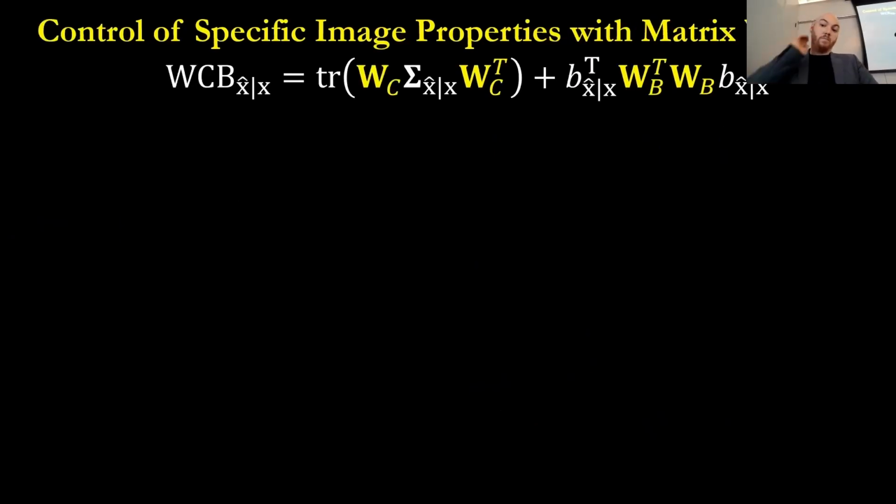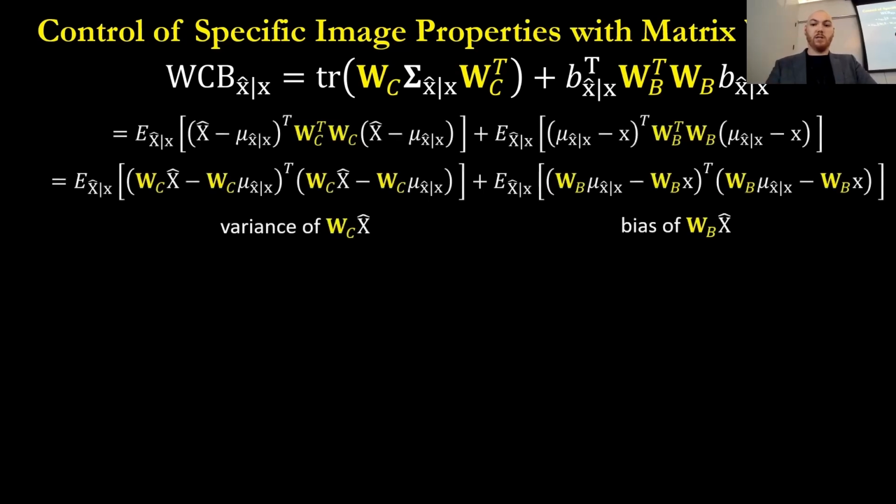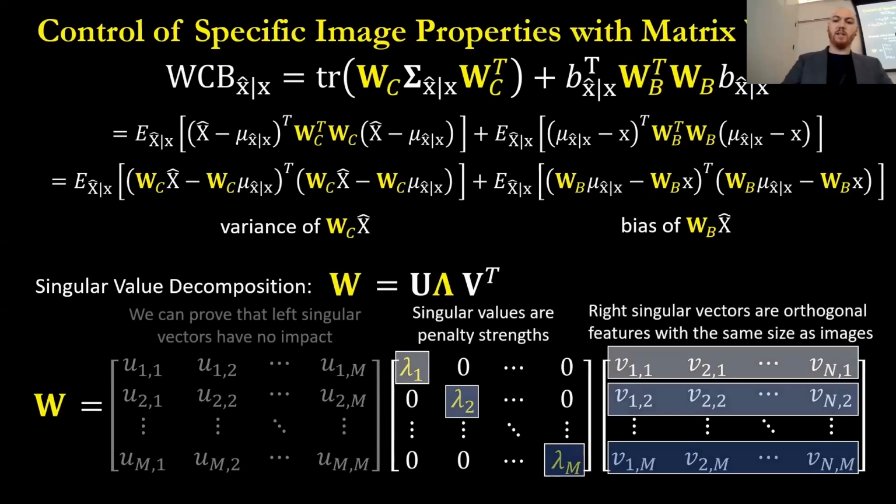In general, though, WC and WB do not need to be scalar matrices. They can be any general matrix operator. And so if we take the singular value decomposition, you see that the right singular vectors are orthogonal features in the image domain, and the singular values are penalty strengths. So what's really exciting about this is it's basically a design space that you can use, with a lot of freedom, to control neural network output image properties.